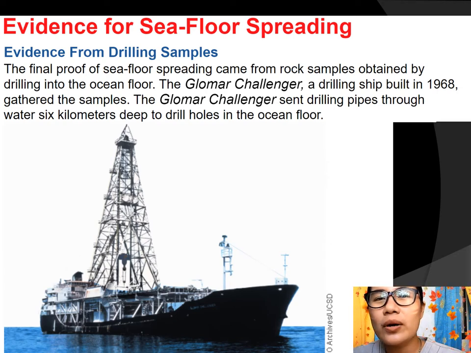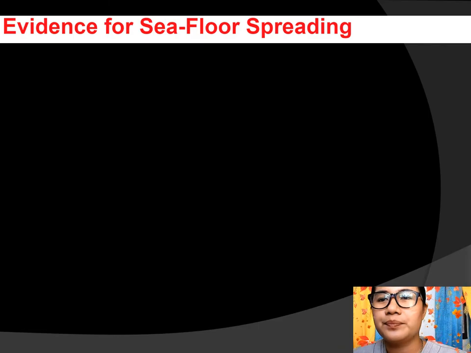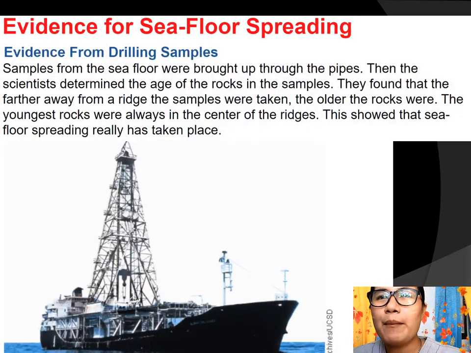It gathered soil samples from under the oceans. They drill holes there. It sent drilling pipes through the water 6 kilometers deep to drill holes in the ocean floor. Samples from the sea floor were brought up through the pipes and then the scientists determined the age of the rocks in the sample. How?